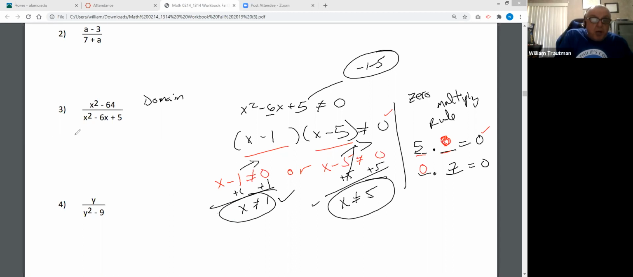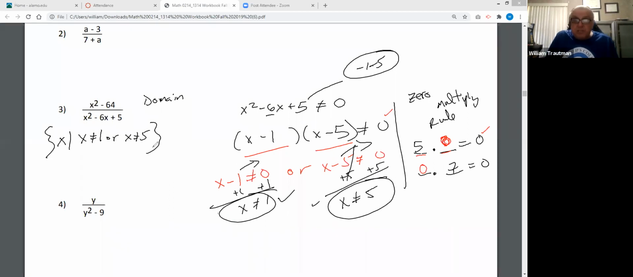So for this problem, the domain, the way we write it normally, is x, showing you what variable we're using. x cannot equal 1, or x cannot equal 5. So that's the way it's written. You have to factor, and you have to say each parentheses cannot equal 0 and solve for x in each one. So number 3, that's what the answer should look like. The zero multiply rule: when you multiply two things together, the answer's always going to be 0, because we don't want the bottom to equal 0.